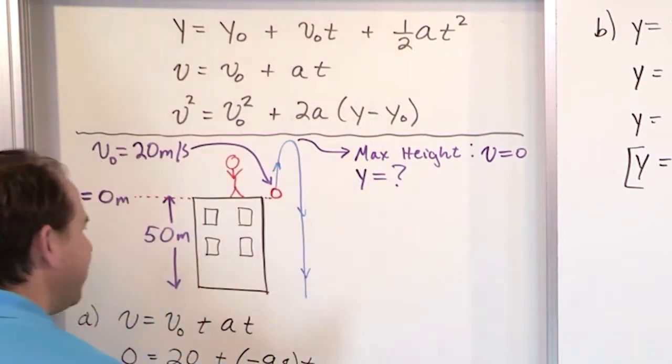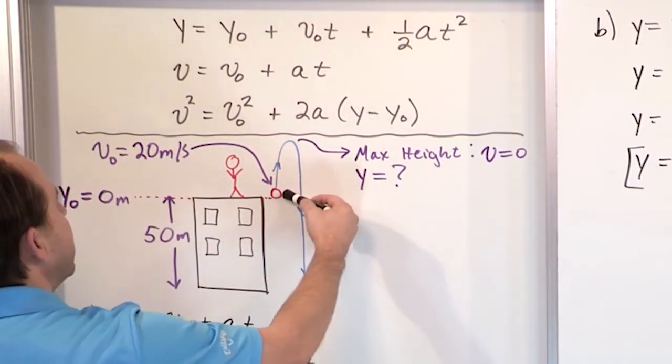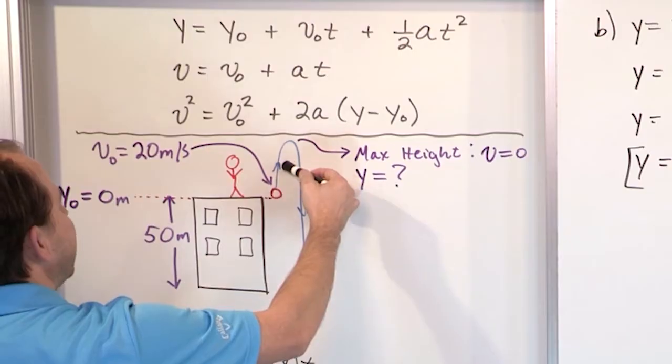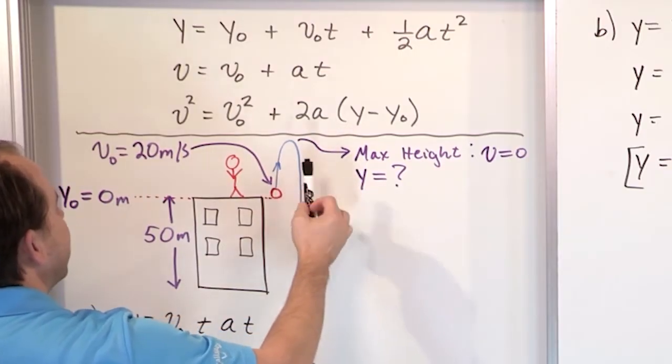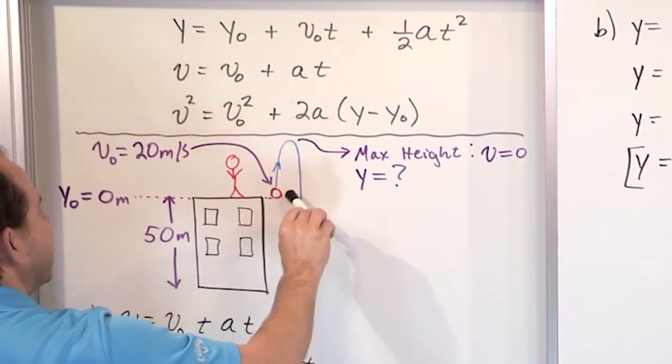When you have something phrased like that, you need to go back to your picture. We go up, we reach a maximum, we come down. This is the same level we started from. So how long does it take the rock to go to this level, right?